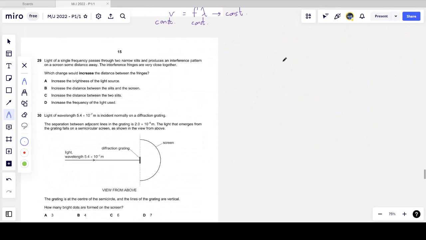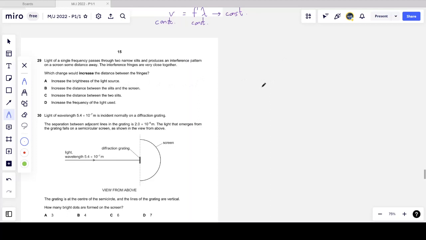So we're still on waves, and you can see how important waves are. That's why waves and superposition are such long topics, because they're significantly important and count a fair amount of marks. Question 29 says, light of a single frequency passes through two narrow slits and produces an interference pattern on a screen some distance away. The interference fringes are very close together. Which change would increase the distance between the fringes?